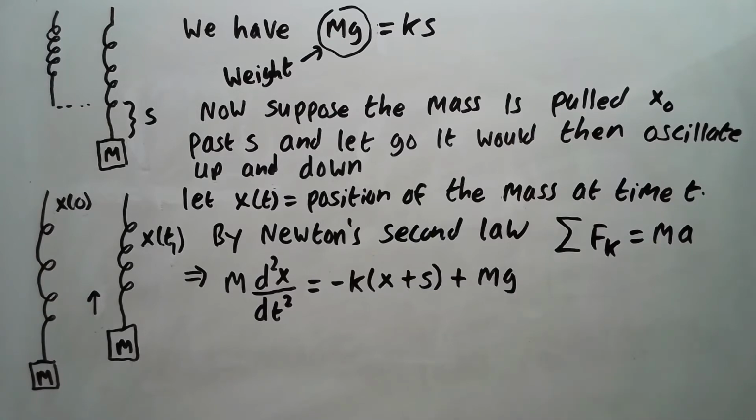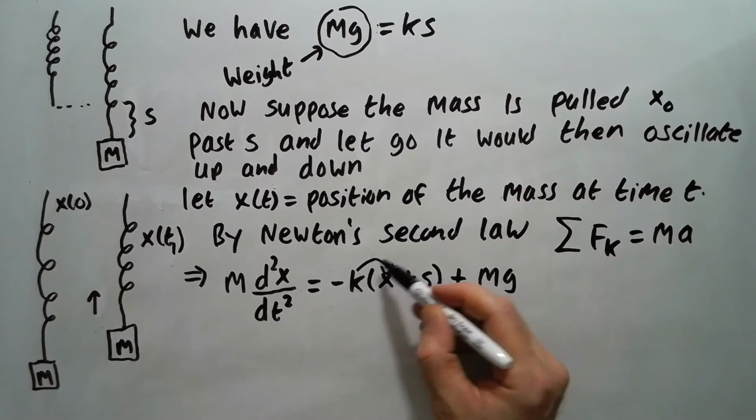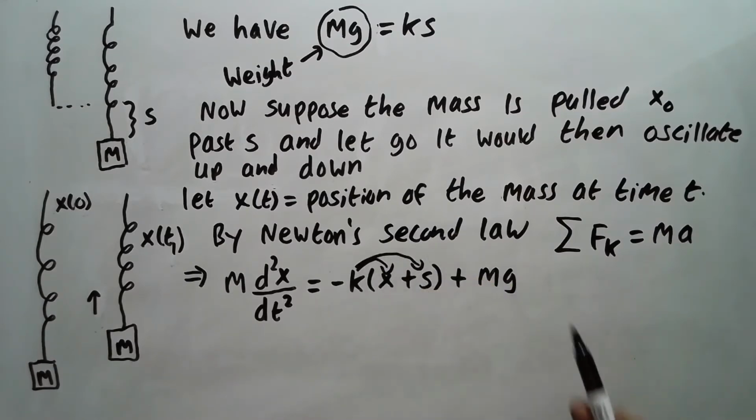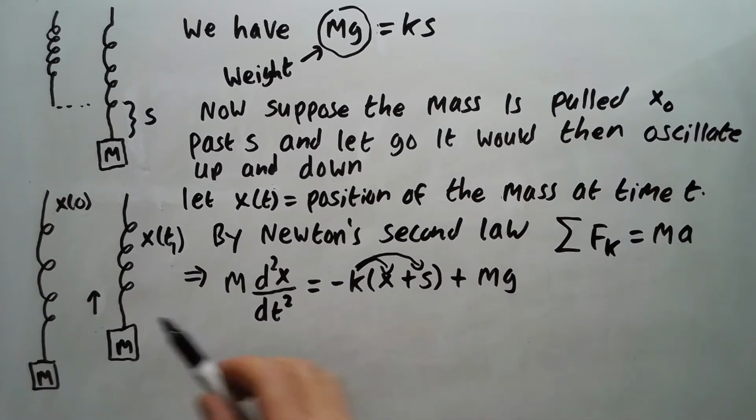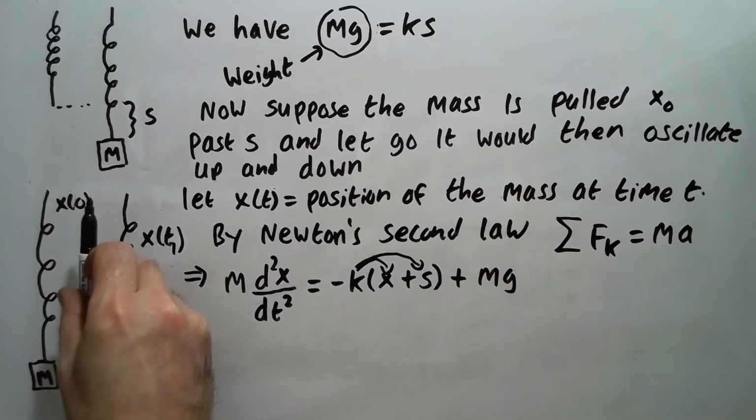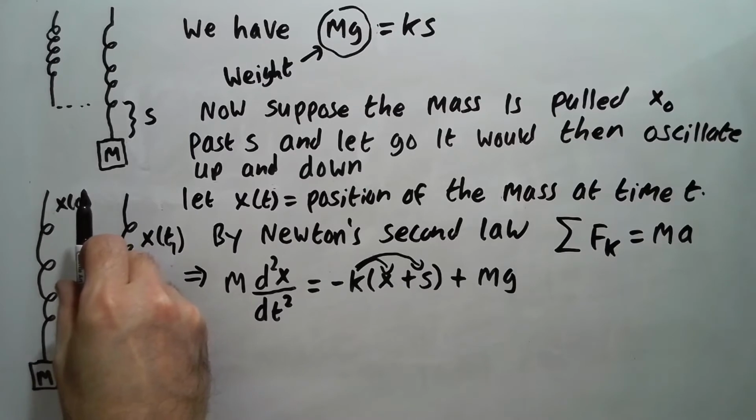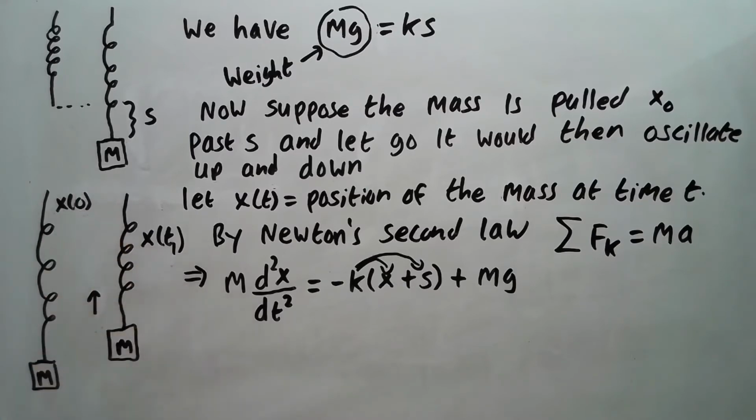Okay, so that's all the forces on our system here. I can then multiply the minus k in here. So let's do that. And again, it's minus because the restoring force is upward, which we're calling negative.